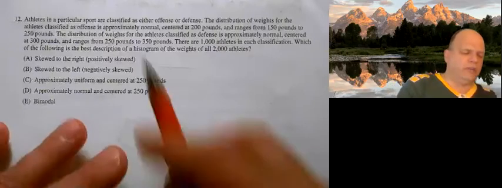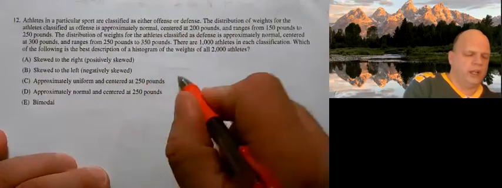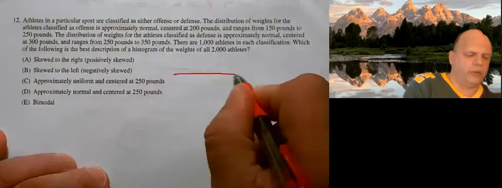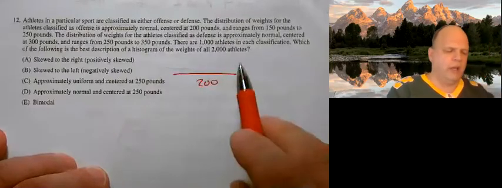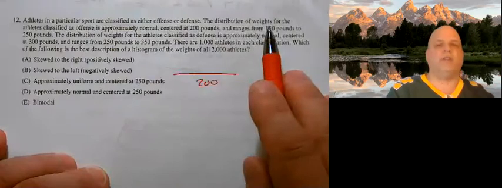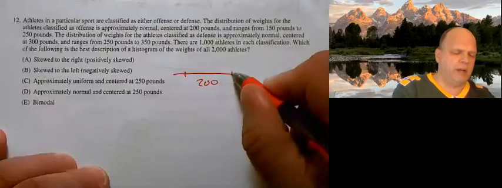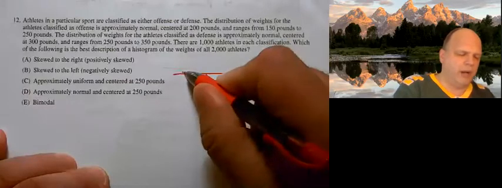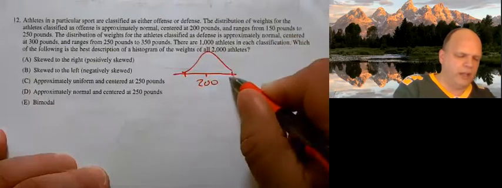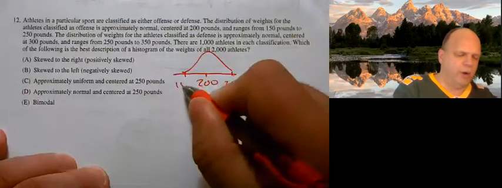All right, number 12. Athletes in a particular sport are classified as either offense or defense. So we have two groups, the offense and the defense. The distribution for the weights of the athletes classified as offense is approximately normal and centered around 200 pounds. So they're telling me that we have some sort of center at 200 pounds and it ranges from 150 to 250. So basically 50 below, 50 above. Here's my mean, and we have a hump that looks something like this. This is at 250, and this is at 150.